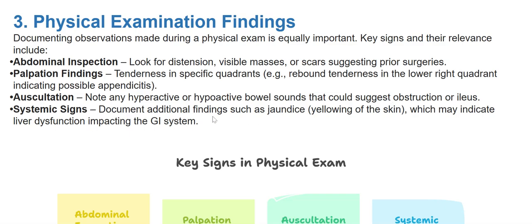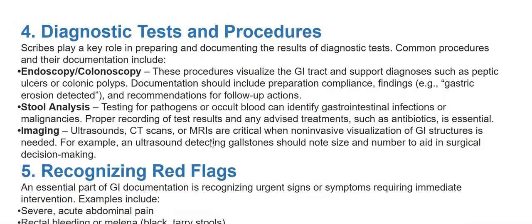Systemic signs: document additional findings such as jaundice, yellowing of the skin, which may indicate liver dysfunction impacting the GI symptoms. And here is a summarized diagram summarizing the key signs in physical examination.